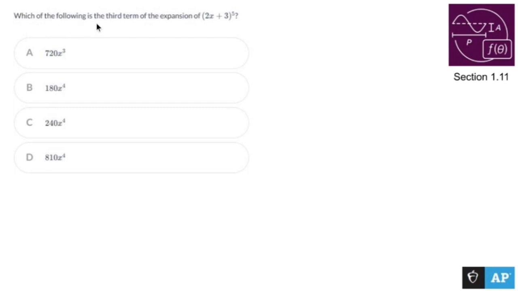Which of the following is the third term of the expansion of (2x plus 3) to the fifth? All right, this requires Pascal's triangle. So zero term or 0 degrees. If the degree is 0, you have 1. If the degree is 1, you have 1, 1. If the degree is 2, you have 1, 2, 1. So now what I'm doing is the outside is always going to be 1, and then the inside is always going to be the sum of whatever these guys are.